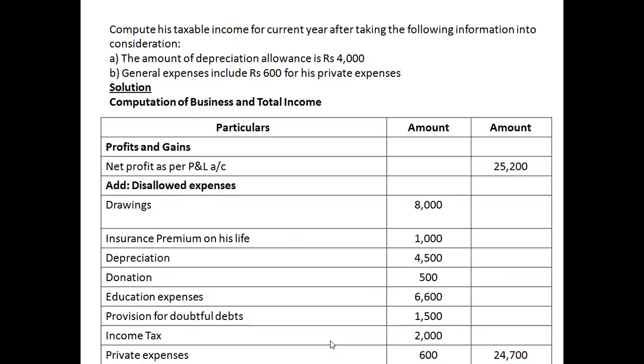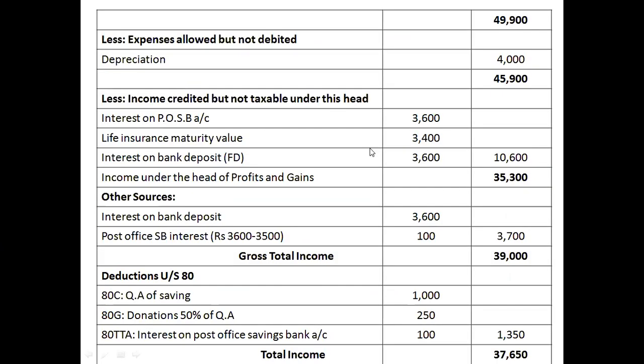Now in this problem, they have given clear information on what you're going to compute here. Computation is taxable income for the current year after taking the information into consideration. So only the taxable income has been asked here. So we are computing only the taxable income, that's the total income. In case they have asked for computation of tax liability, then you have to compute your tax liability. That is why in this problem they have asked only for computation of total income. So we have ended with the total income. Next, I hope you have understood this problem, and we'll move on to the next problem.